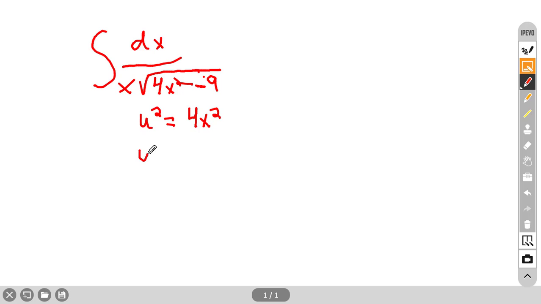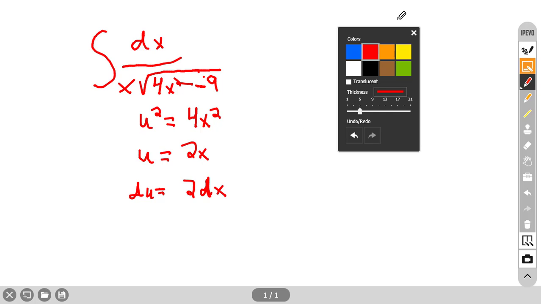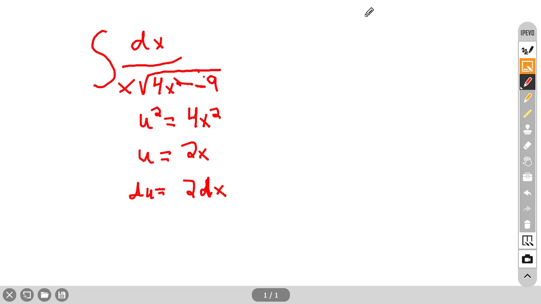So when I take the square root of both sides, I get u equals 2x. And when I take the derivative of that, I get my 2 dx. So that means that I'm missing that 2 up top there. But you've got to remember, whenever you're matching up this integral, I'm going to go ahead and write what the integral matches up to be.